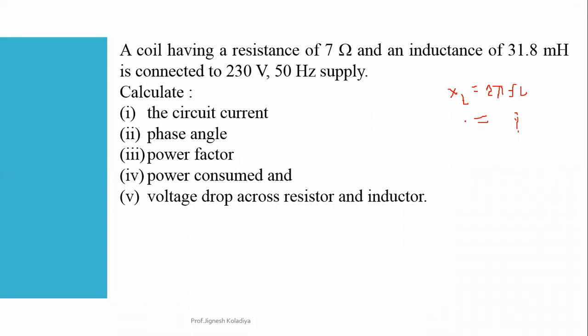Then once you get the XL, the impedance Z is given by square root of R square plus XL square. Yes, 12.2 ohm is the impedance.